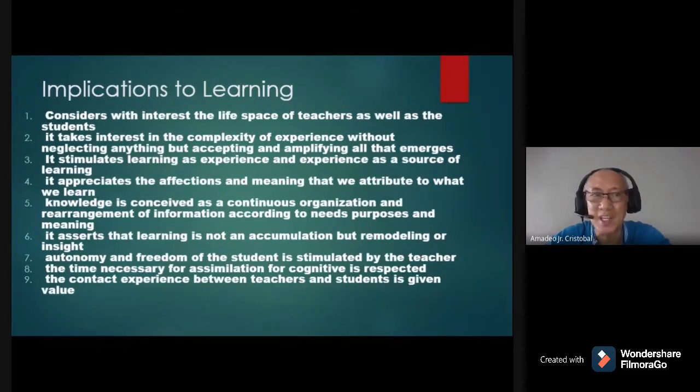Number 3, it stimulates learning as experience and experience as a source of learning. So there is really a connection between learning and experience. The more you learn when you are experienced, and when you learn, you gain more experience. That's the meaning of that, because they are directly connected with each other.